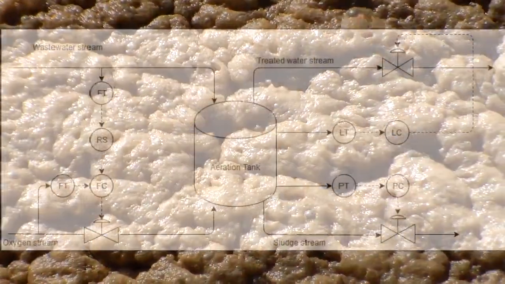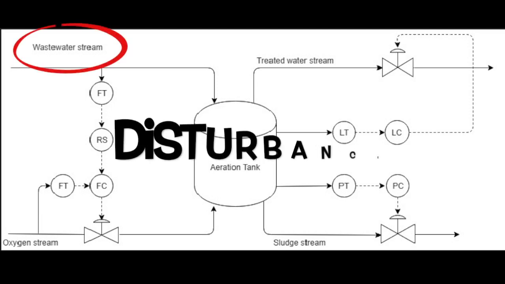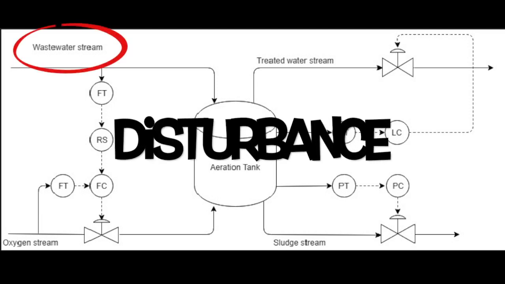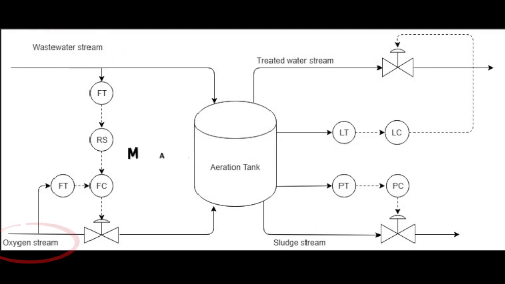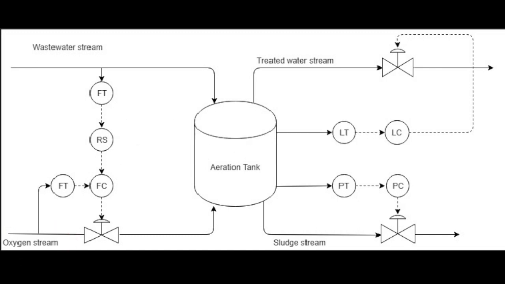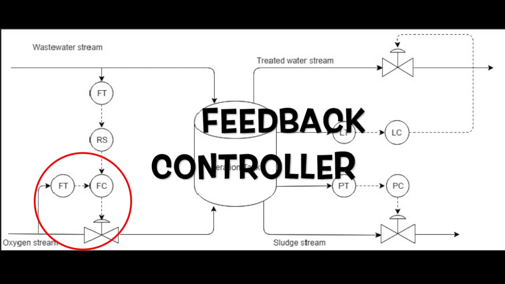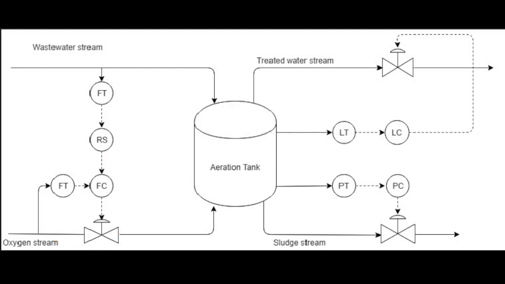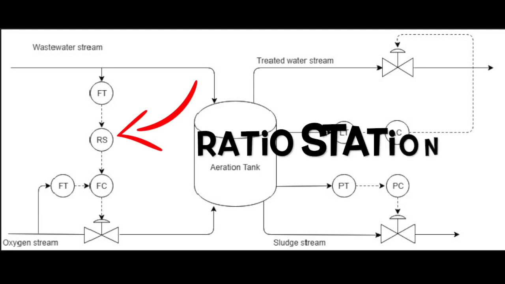aeration tank. As you can see in this case, the inlet wastewater stream is the disturbance in the control system, whereas the inlet oxygen stream is the manipulated stream. A typical feedback controller is being introduced into the oxygen stream with flow control and flow transmitter. But to increase the performance, a ratio station is introduced into the system.